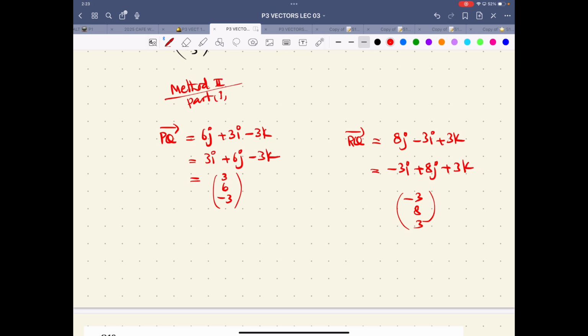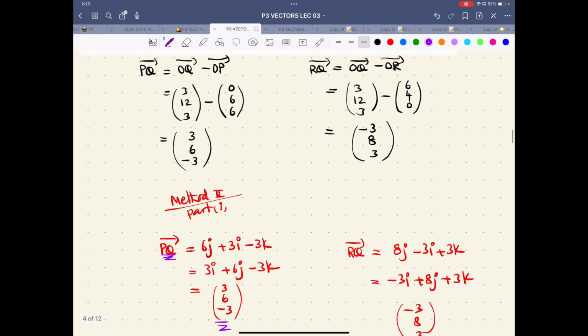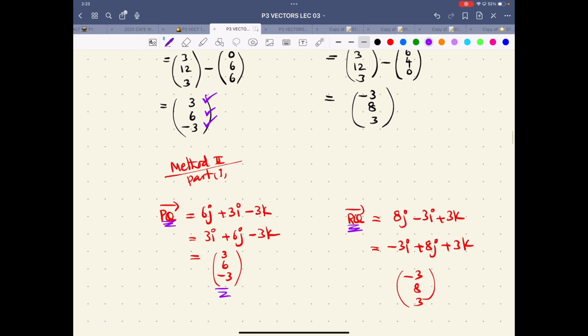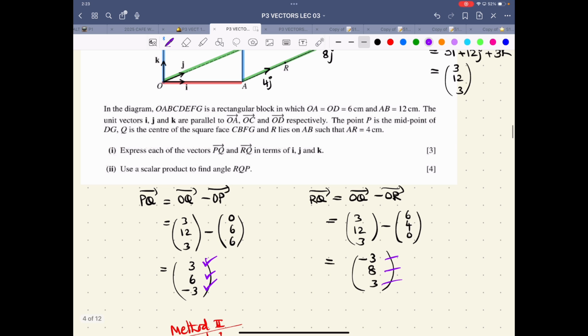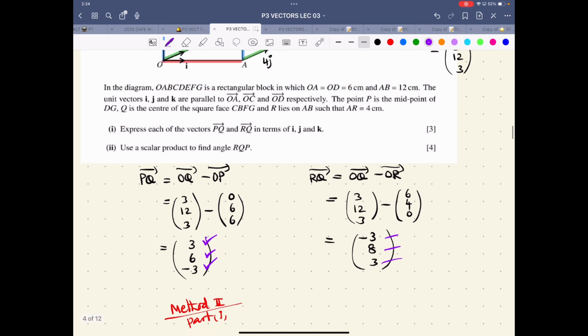Now let's double check. Are we getting the same thing from both the methods? So PQ, 3, 6, negative 3. RQ, negative 3, 8, 3. So I have done one single question, the very first part, in two different ways. The choice is yours. Now the first part is done.